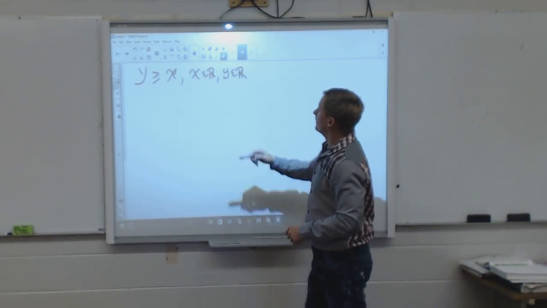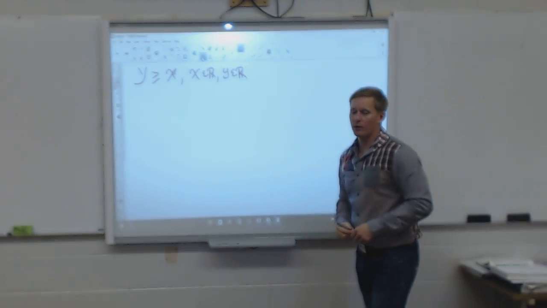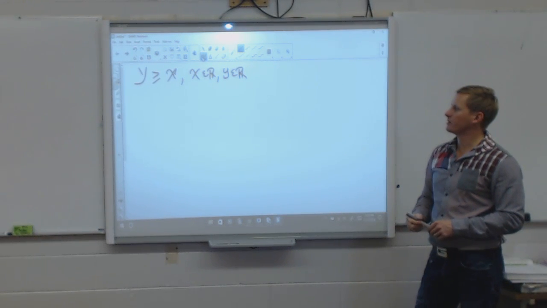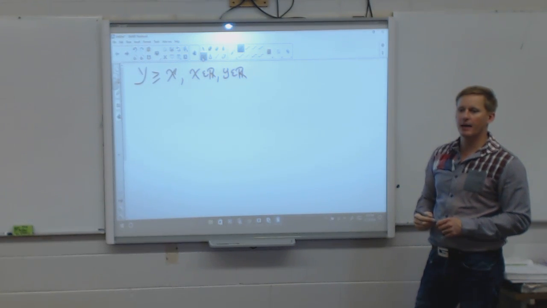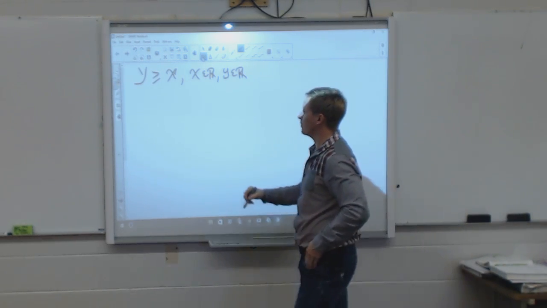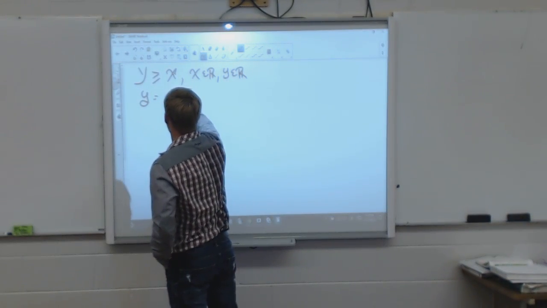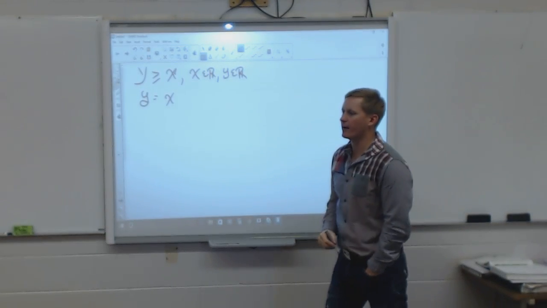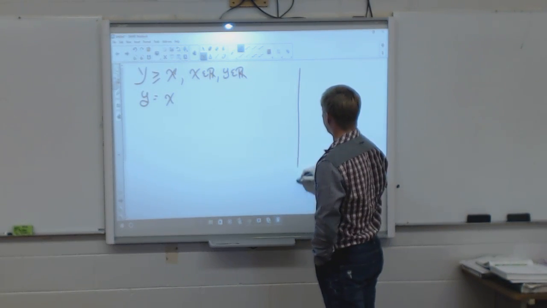Okay, so first things first. What did we learn yesterday? How do I graph y is greater than or equal to x? What's the first step? Change it to an equality. So y is equal to x. Now I want to use one of my three methods in order to graph it.